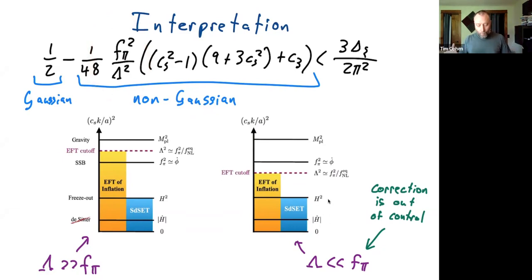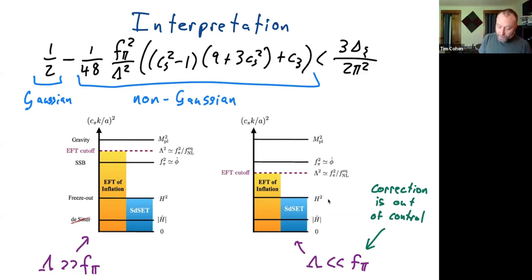So the paradigm was supposed to be that the range of allowed values for this scale associated with the non-Gaussianity was supposed to be anywhere in this range. As long as it was above Hubble, there was no problem. And what we're finding is a surprise.